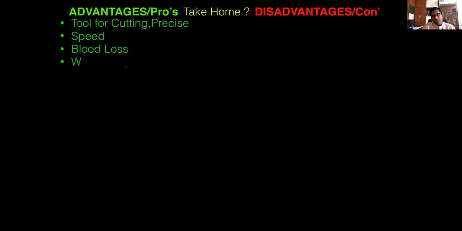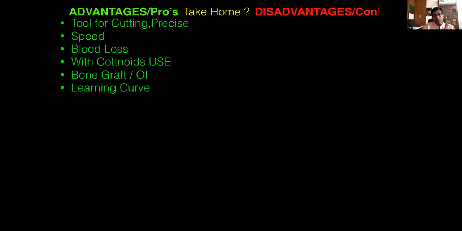So to sum up the advantages and disadvantages, the pros and cons, as a tool for cutting: it is precise, definitely. It gives you speed and reduces blood loss directly and indirectly, with easy usage with cottonoid. Bone grafts can be retrieved, and osteointegration, because if you are doing a laminoplasty and placing it back, the gap created is so small that there are high chances osteointegration can occur better. The learning curve is definitely shorter, because learning the finer burr took more time than this.